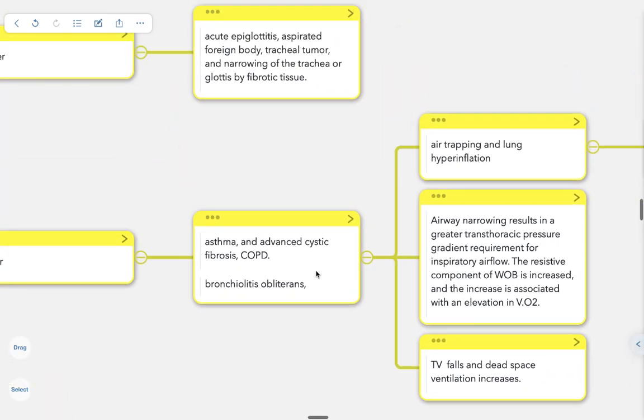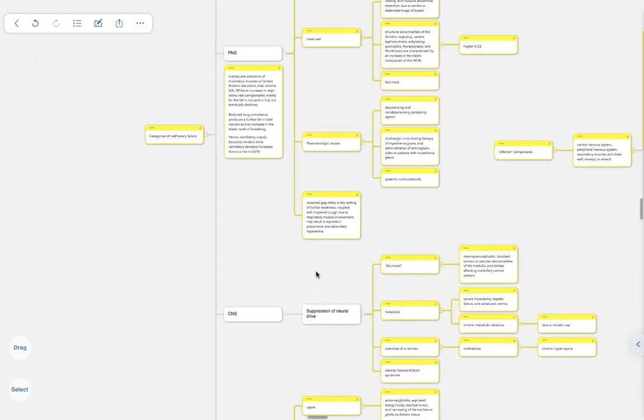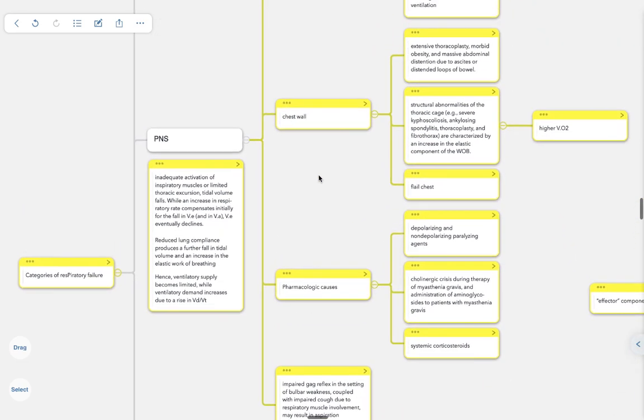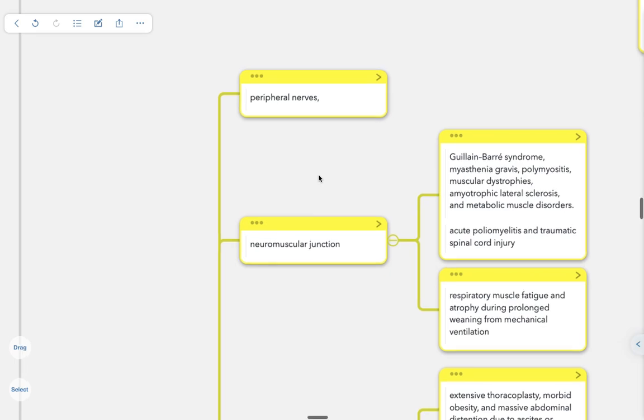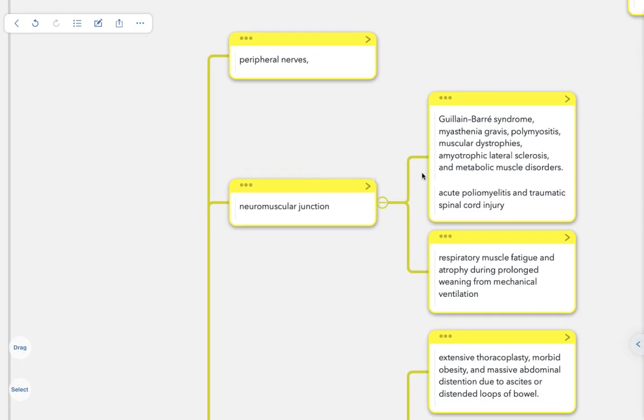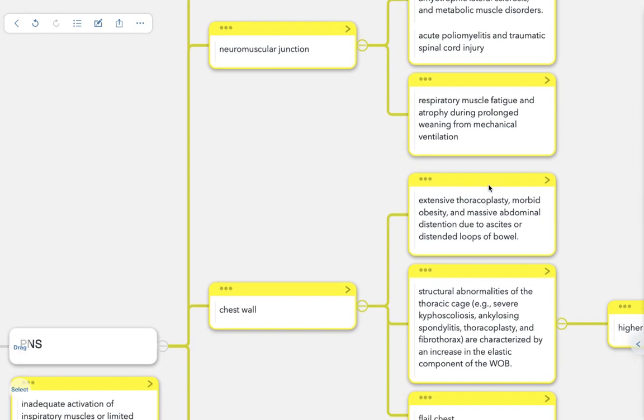So coming back to our discussion, when we talked about the PNS problems, then CNS problems. Coming to the CNS, so now PNS problems could be, like we said, due to some peripheral nerve issues. Could be at the level of neuromuscular junctions, which we just discussed. Could be as a result of respiratory muscle fatigue and atrophy during prolonged weaning from mechanical ventilation.